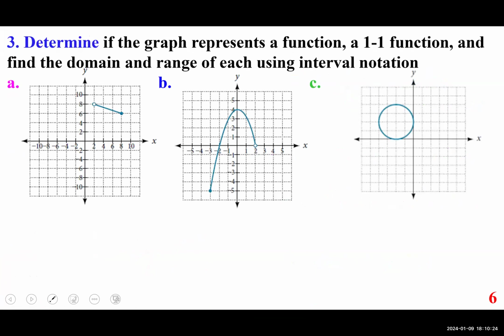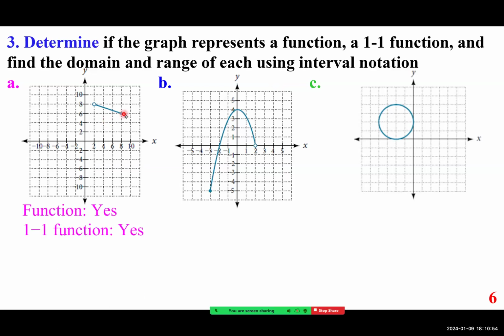Determine if the graph represents a function, a one-to-one function, and find the domain and range of each using interval notation. Remember, if the x-coordinate doesn't repeat, if the graph can pass the VLT, vertical line test, it becomes a function. And if it passes the HLT, horizontal line test, it becomes a one-to-one function. And this is both. So it's a function and also a one-to-one function.